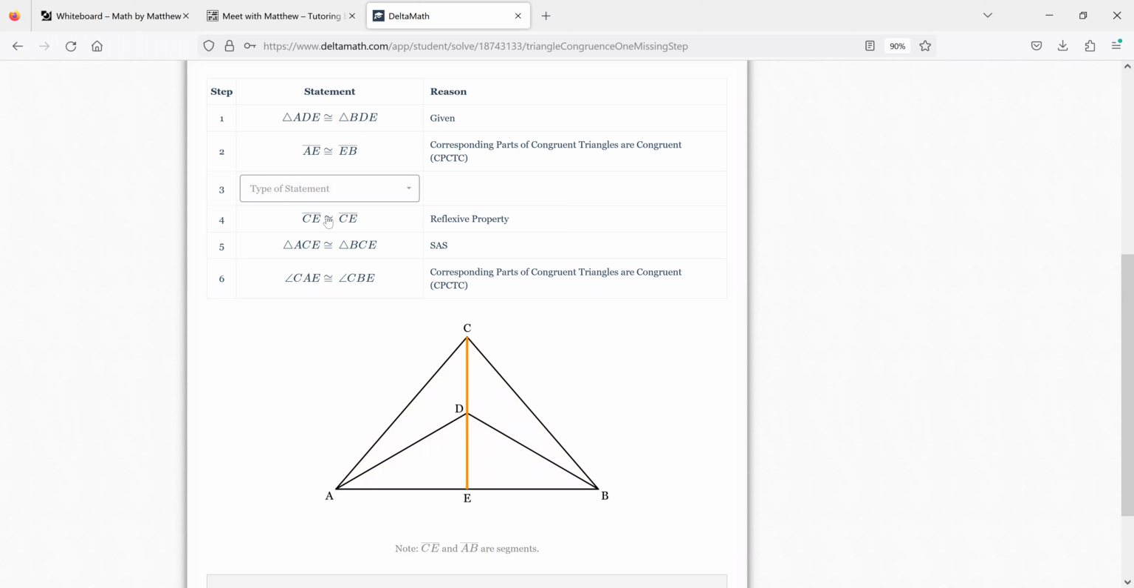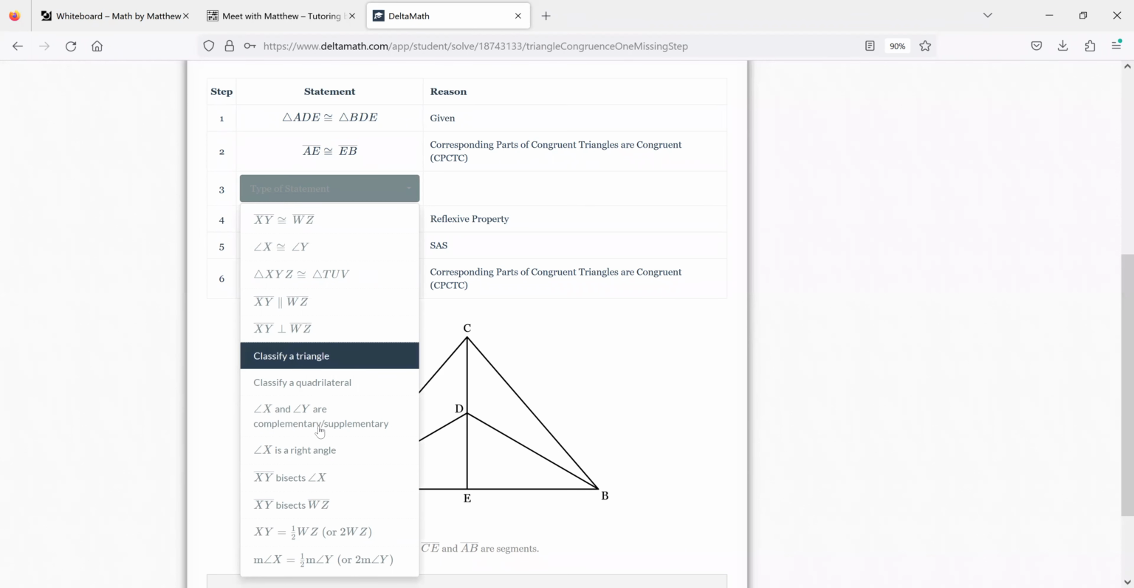Okay, we need the angle between them, which maybe is hard to see, but it looks like it's this angle here between them. So we'll just try it.